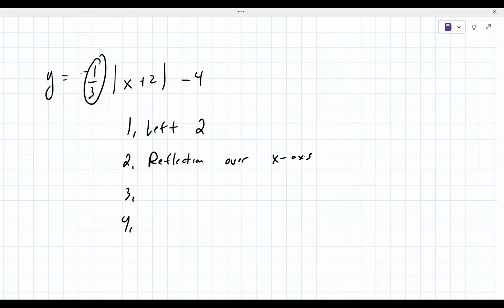This 1/3 here, since it is between 0 and 1, is considered a vertical compression. And a lot of students just write by 1/3. That's fine. And then the last one here is this minus 4. Is that up or down? Down. Yeah, sorry, there's just a little bit of interference there. Okay, very good. Now, any questions on this before we look at another example? No. Okay.